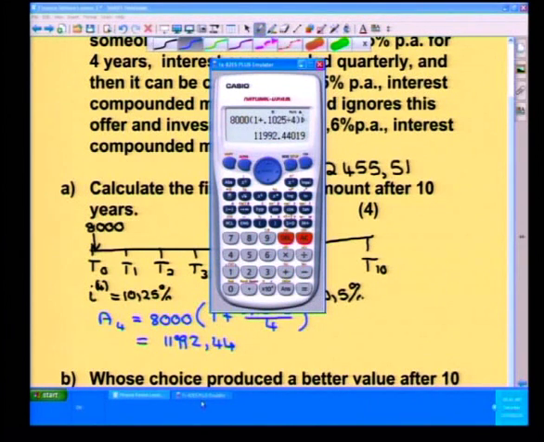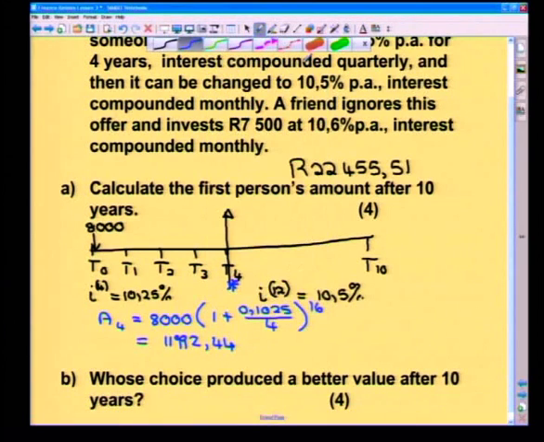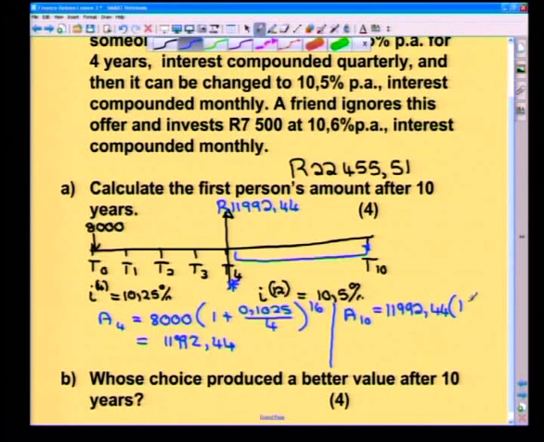Yes, perfect. Now, at this stage, what I have to do is I have to say, right, this is my new amount, 11,992 and 44 cents, and I start a fresh calculation to the end there. So what I'm going to do now is I'm going to say accumulated at 10 is 11,992 and 44 cents, 1 plus 0.105 divide by 12, and again it's 6 years times 12, so it's still to the power 72.